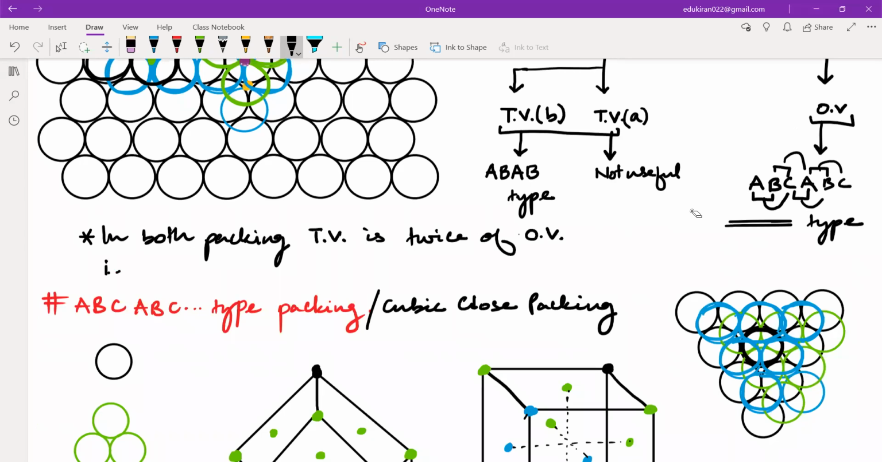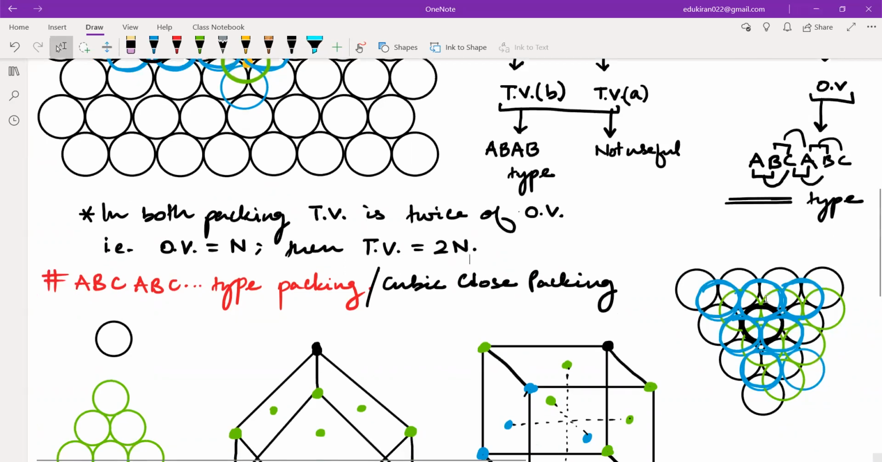That is, octahedral void is equal to N, then tetrahedral void is equal to 2N. If there are N octahedral voids, there will be 2N tetrahedral voids. I will tell you what this N is in a while. Then all of you, yes or no, please tell me. Yes, sir. Okay, fine. Now, let us move on.